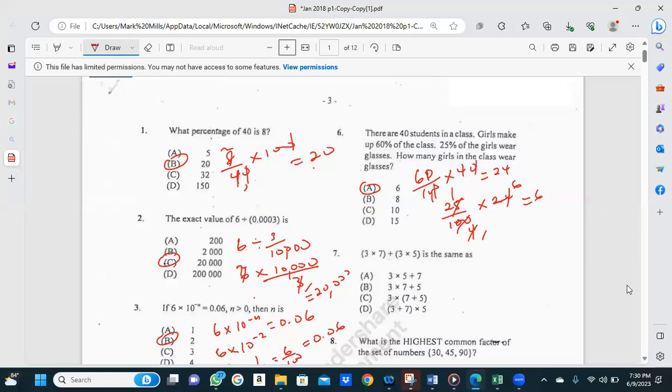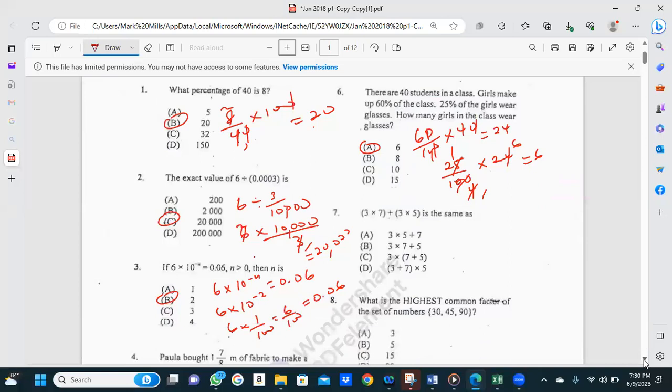Okay, number 7. So would it be C? C. Okay, so number 7, they say this one is 3 times 7 plus 3 times 5. So what you can do here, the 3 will be a common factor. So let's do 7 plus 5. So 3 times 7 gives me this, and 3 times 5 gives me that. So that's why it's C.